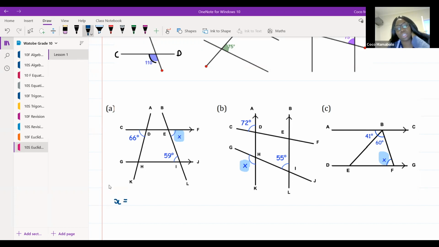So X is going to equal 59 degrees, and my reason is going to be alternate angles. Just for good measure, I'm going to add in my parallel lines. CF is parallel to GJ. Okay. I need to make sure.